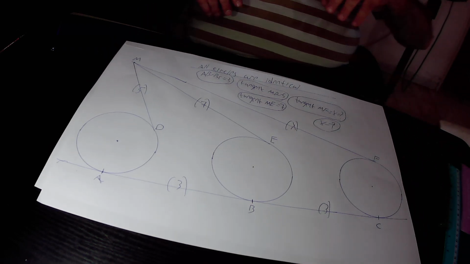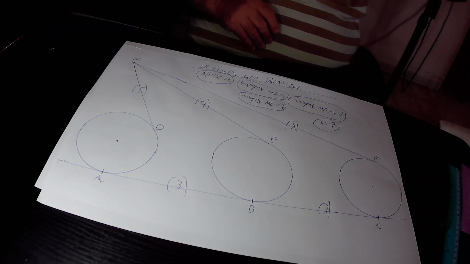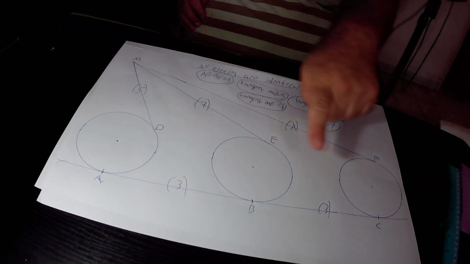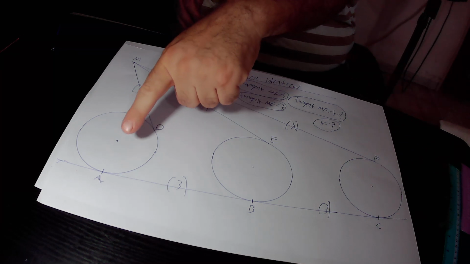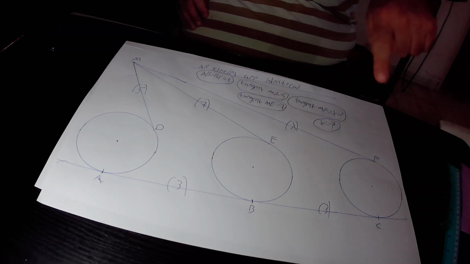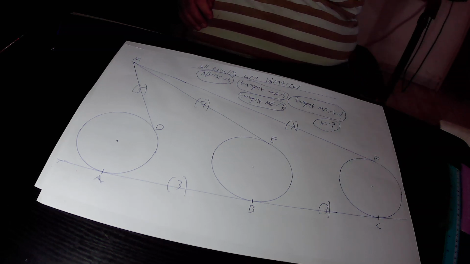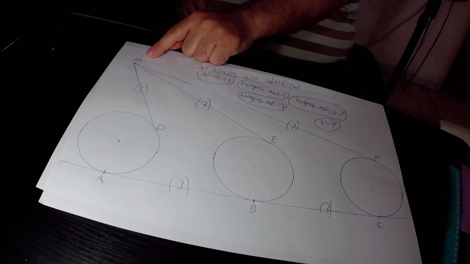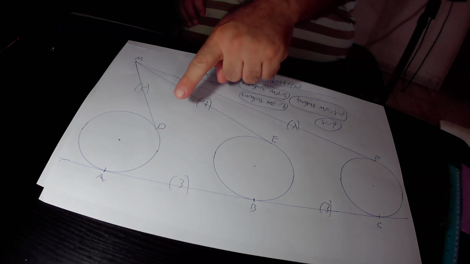In the diagram we have three identical circles, and we also have the big tangent ABC. The big tangent ABC is tangent to this circle at point A, it's tangent to this middle circle at point B, and it is tangent to this circle at point C. In addition, we have here the common point M. From this common point M, we have tangent MD, that is tangent to this circle at point D.